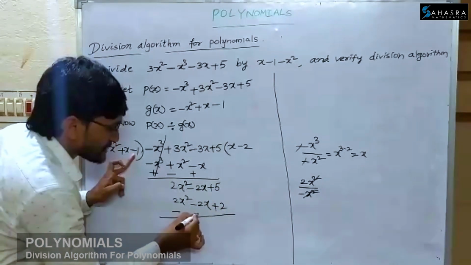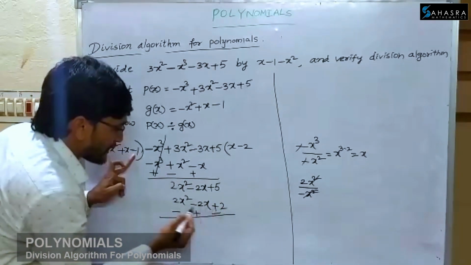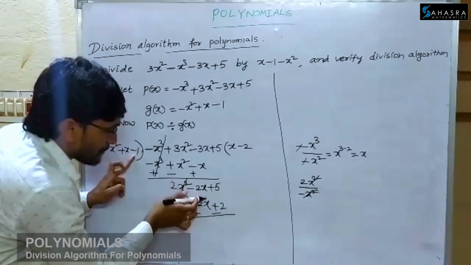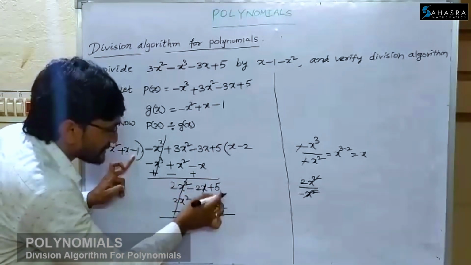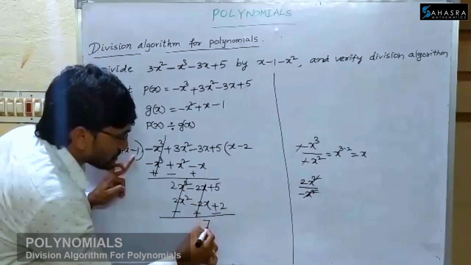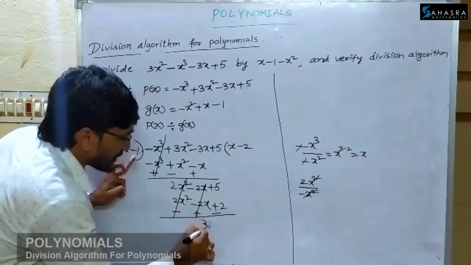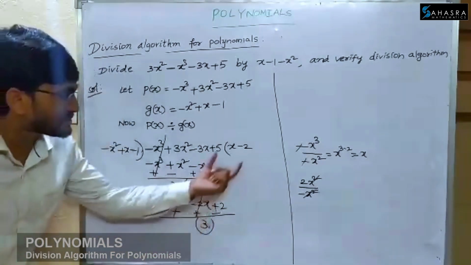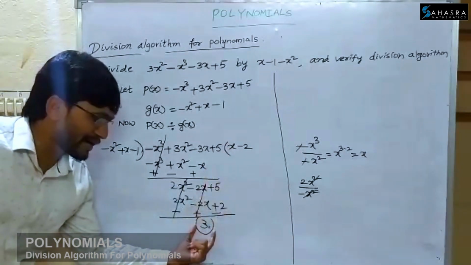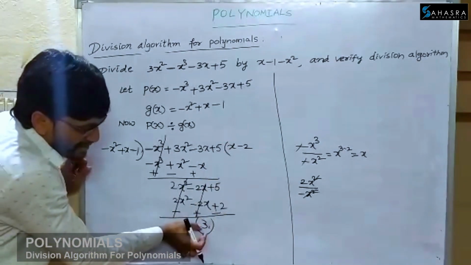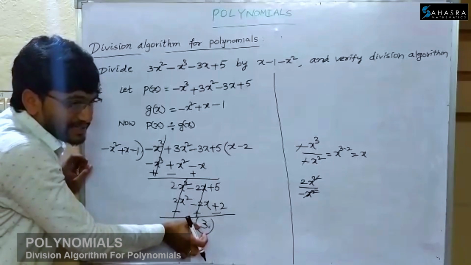So this is minus, this is plus, minus. Then these two get cancelled. Minus 2x plus 2x also gets cancelled. 5 minus 2 is 3. See here what we get. This is the quotient, x minus 2. This is the remainder, 3. So the remainder is 3 here. It is what? Constant.